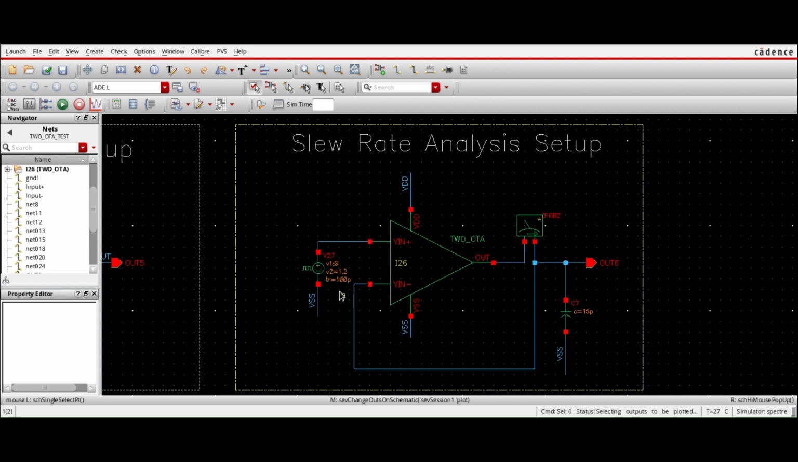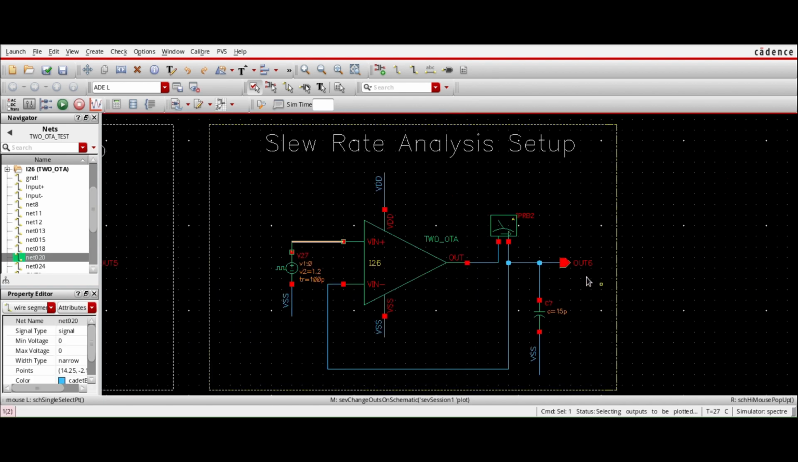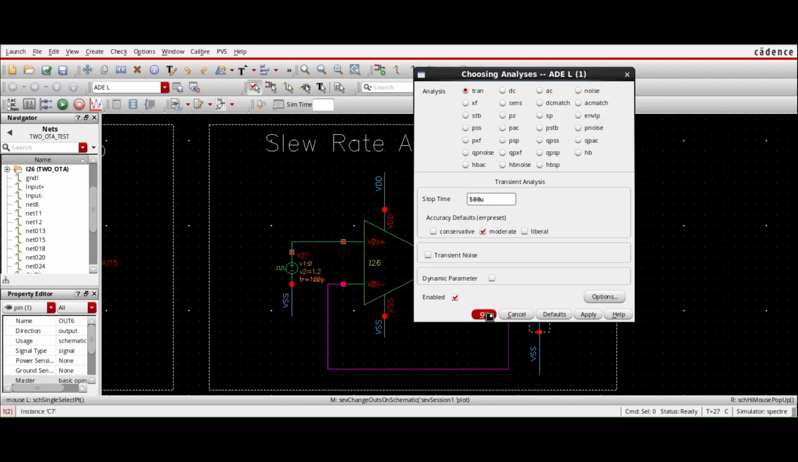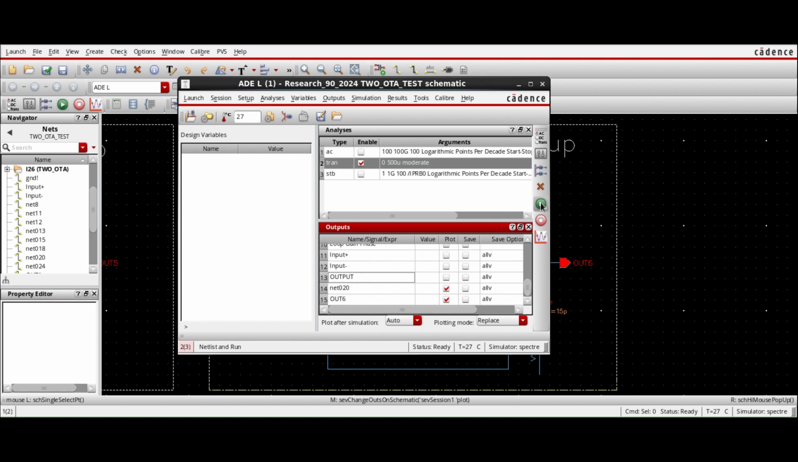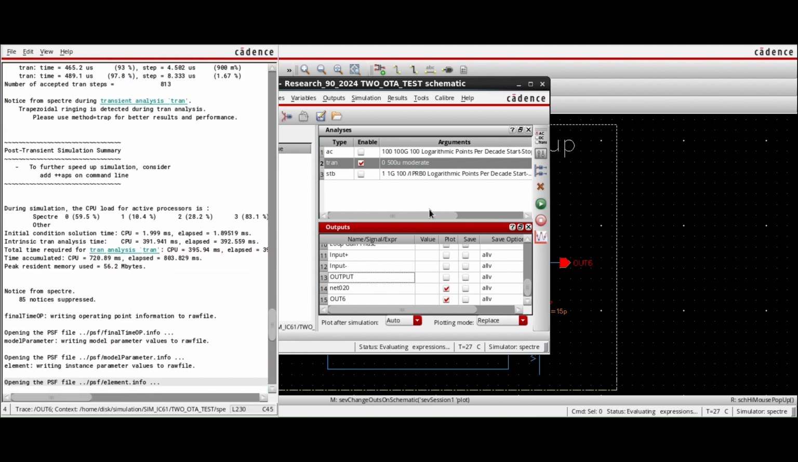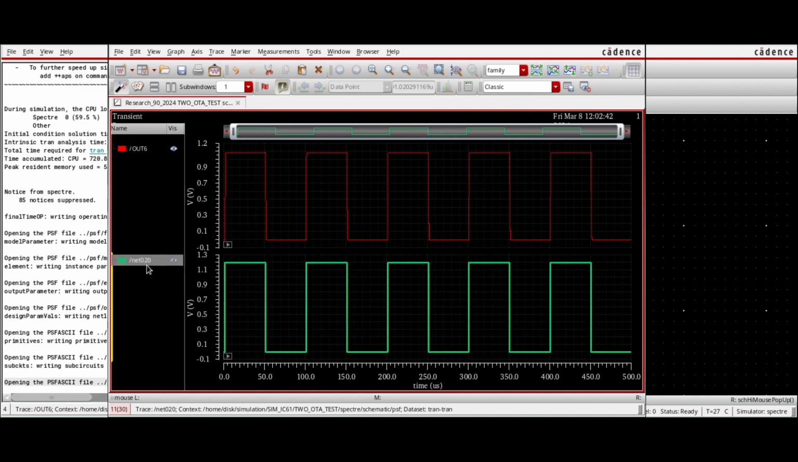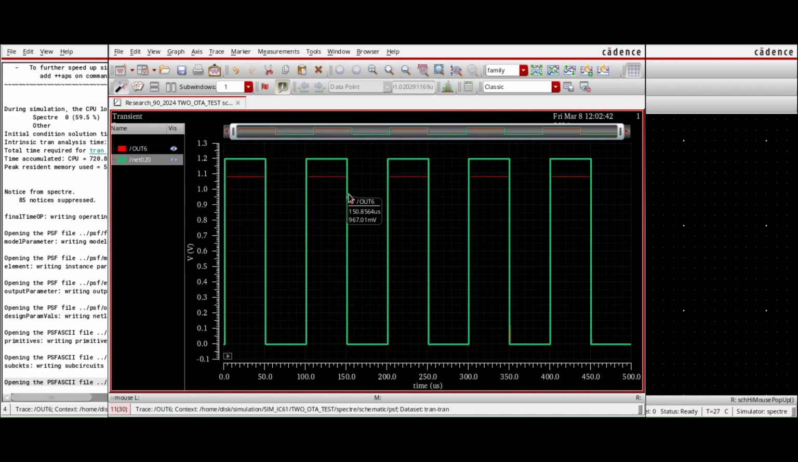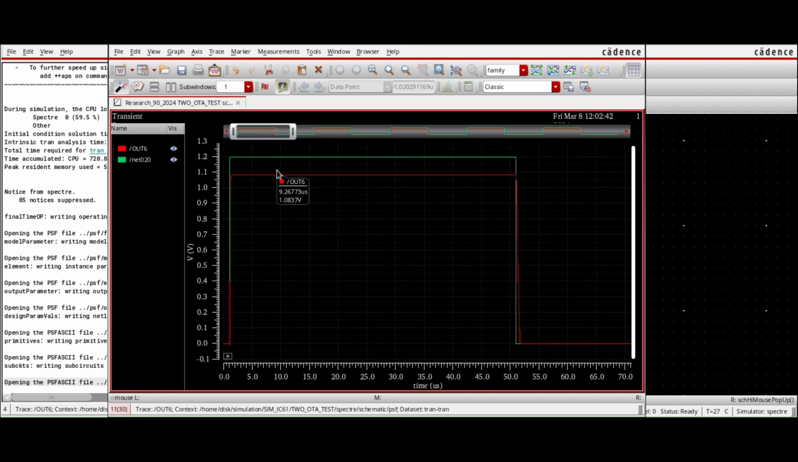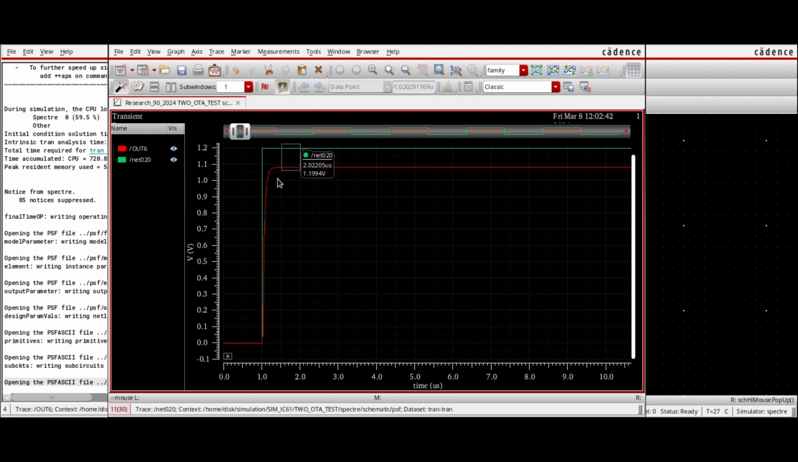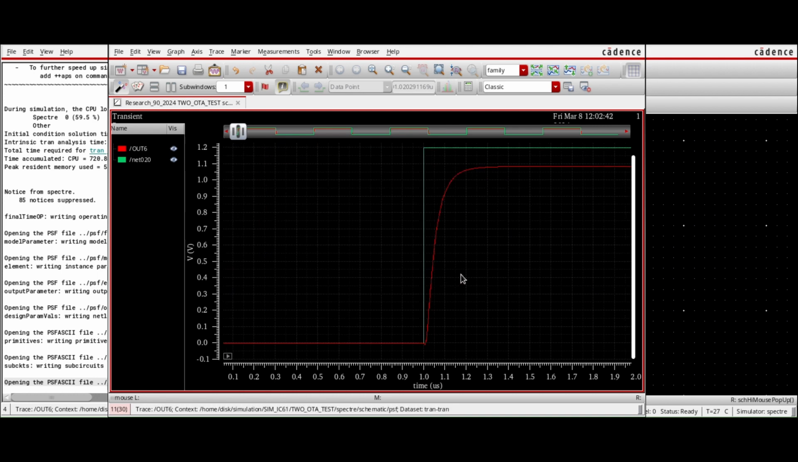Let's plot. I'm going to show the input and output. Let's run the simulation. Well, that is the input and this is the output. Ideally, what we prefer is that after we put any input in the OTA, it will become the output without any delay. But here you can see there is some delay. That is because of the slew rate. It takes some time to show the input at the output side.